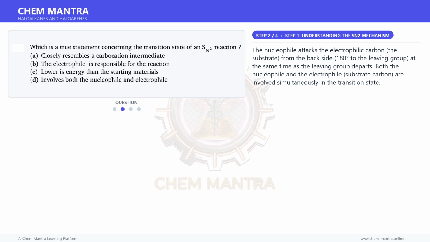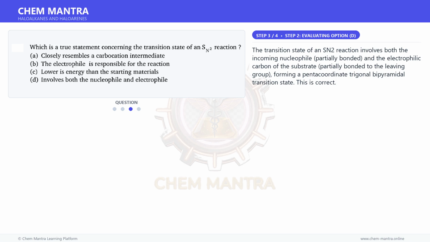Moving on to the next step. The nucleophile attacks the electrophilic carbon, the substrate, from the back side, 180 degrees to the leaving group, at the same time as the leaving group departs. Both the nucleophile and the electrophile, the substrate carbon, are involved simultaneously in the transition state.